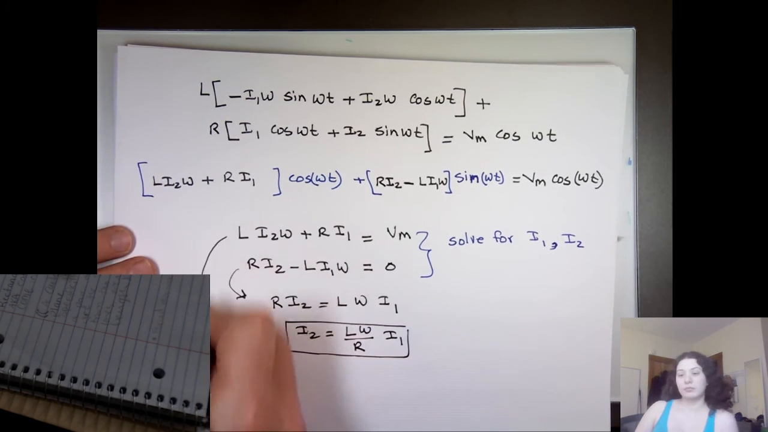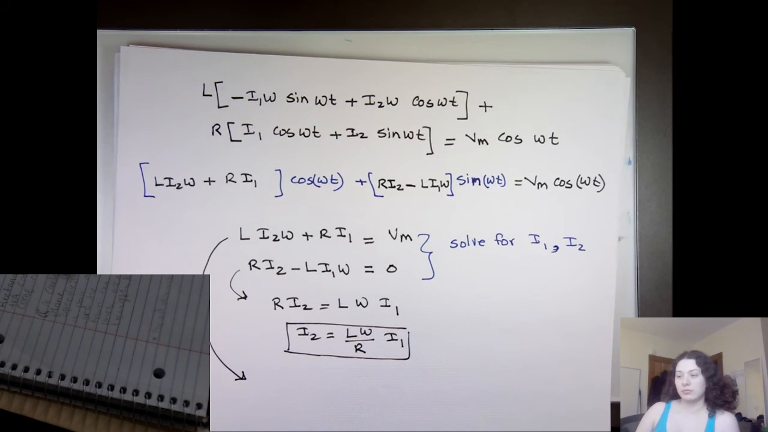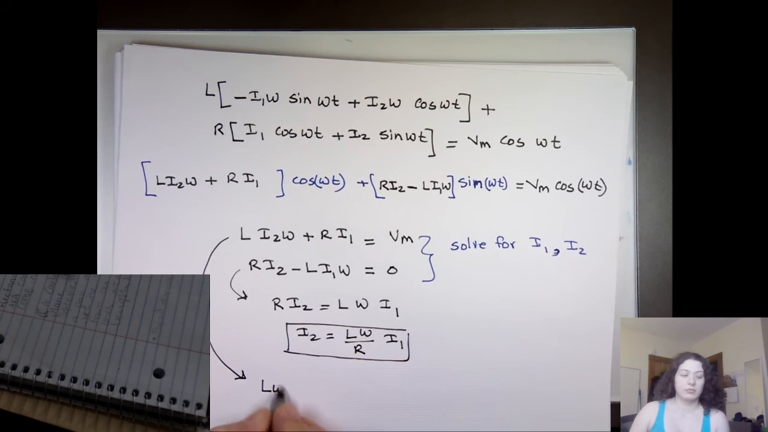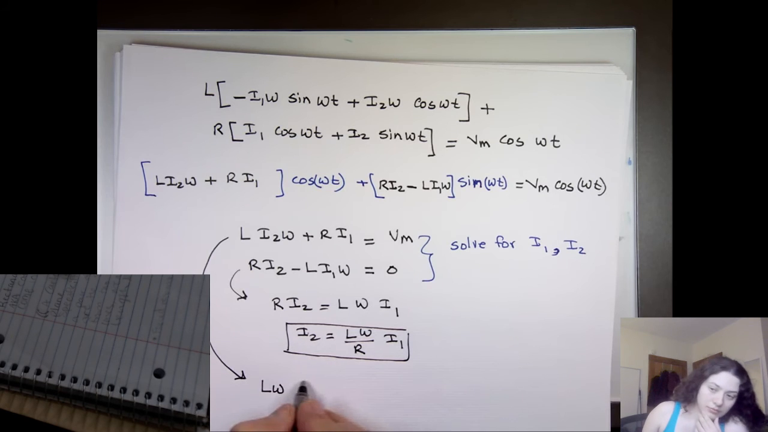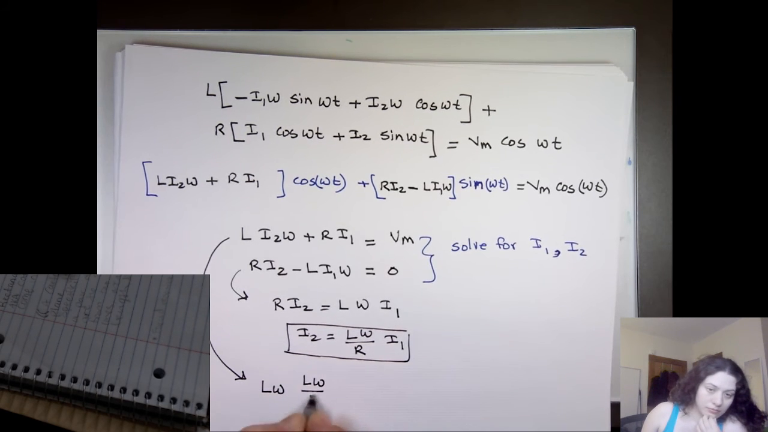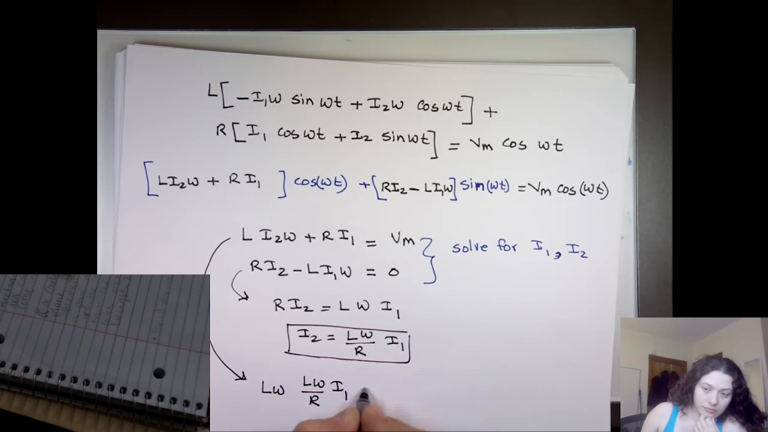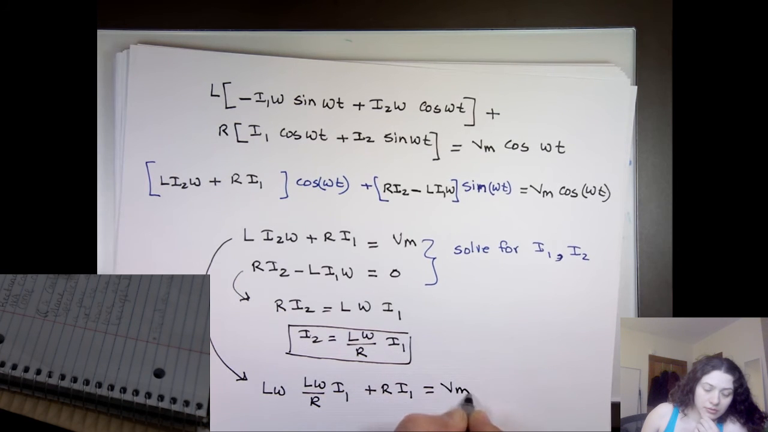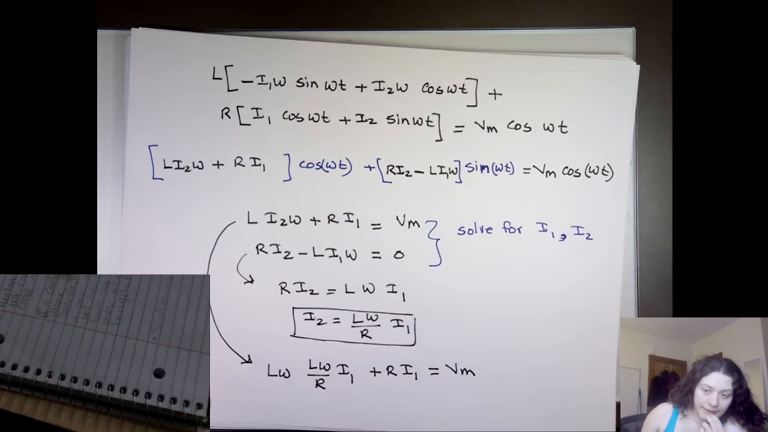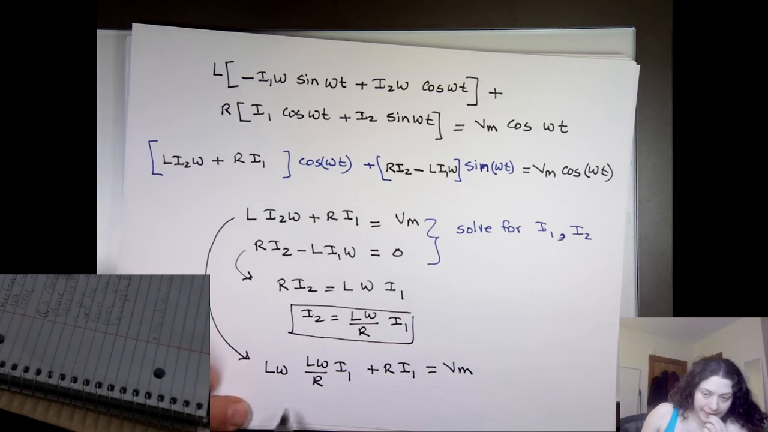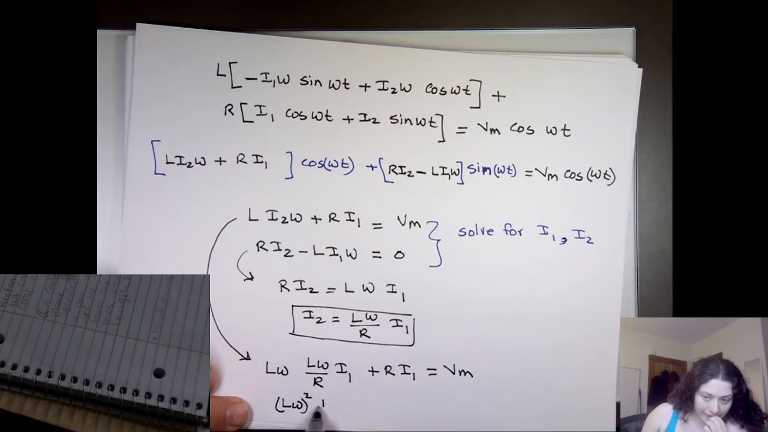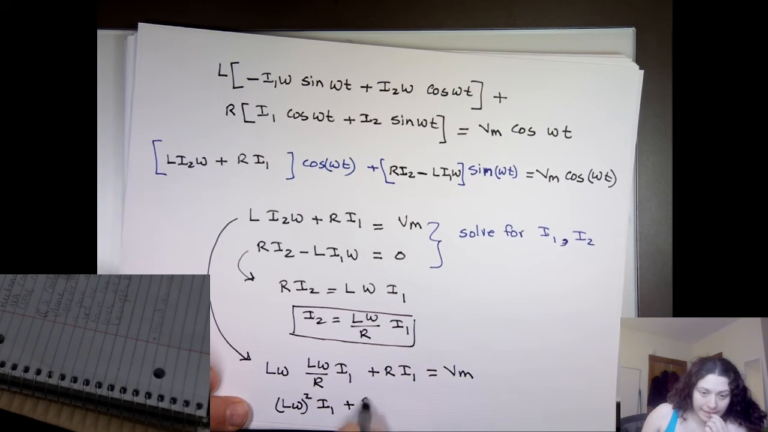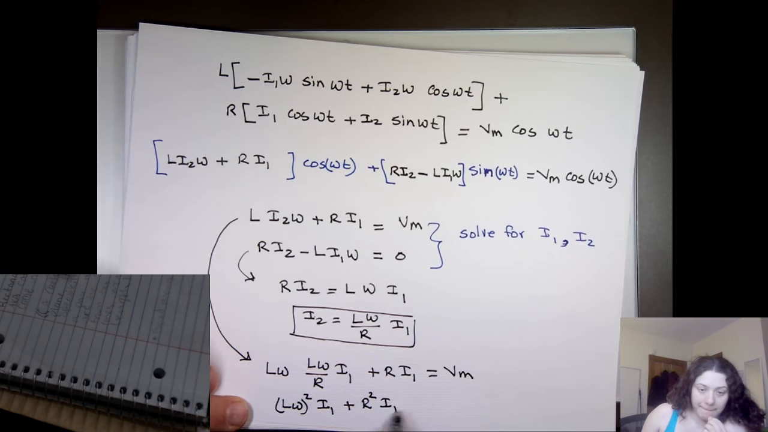Bring that equation down. LW times I sub 2. Instead of I sub 2, let me put what? LW over R, I sub 1, plus R times I sub 1 equals Vm. Multiply everything by R to clean it. LW squared, I sub 1, plus R squared, I sub 1 equals Vm.